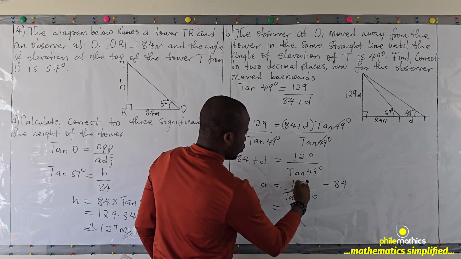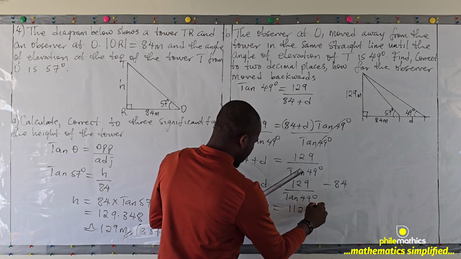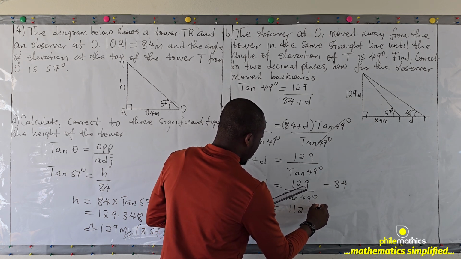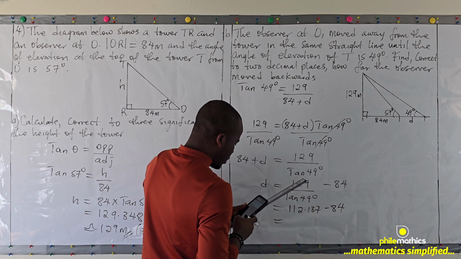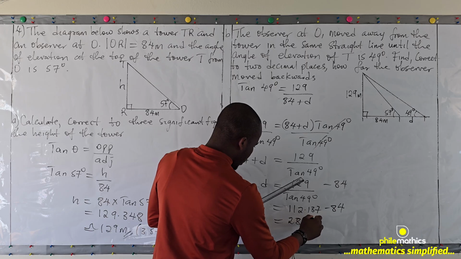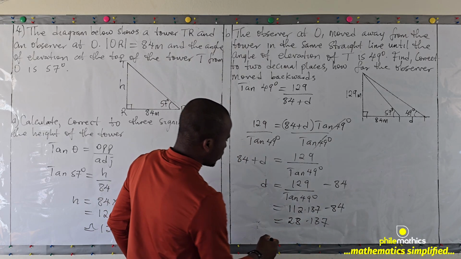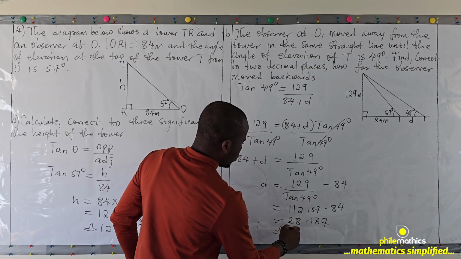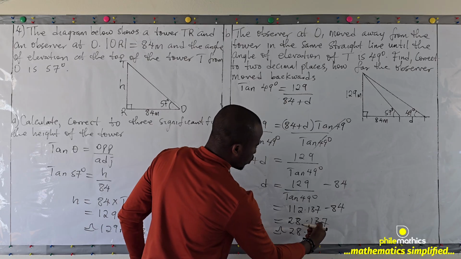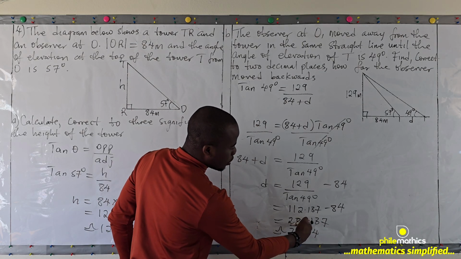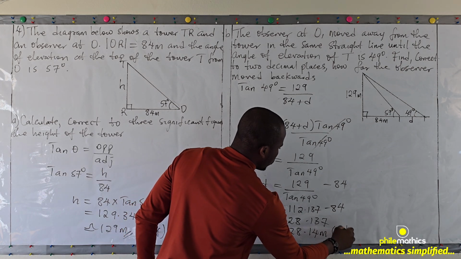If we do this on our calculator, we'll get 112.137 minus 84. If we subtract 84, we'll get 28.137. And we're asked to approximate it to two decimal places. So approximately 28.14, because two decimal places simply means after the point, 1, 2. So meters to 2 dp.